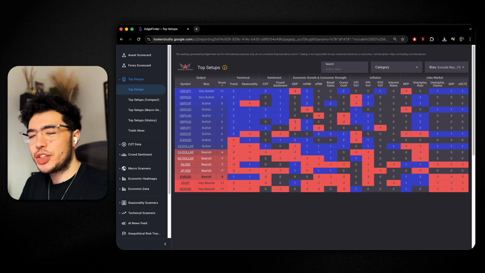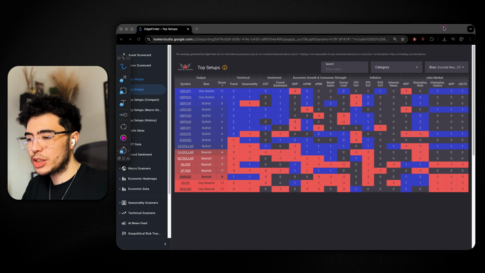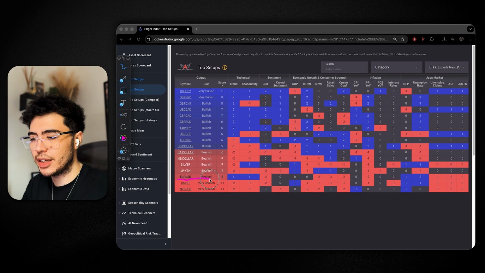But the real magic comes when we look at the fundamentals. Now again, I want to clarify that this is not a fundamental video. So although we can use technicals, the real icing on the cake comes with the fundamentals. As we were just looking at euro dollar, we can see the fundamentals on the Edge Finder here are reading bearish with a score of -8.